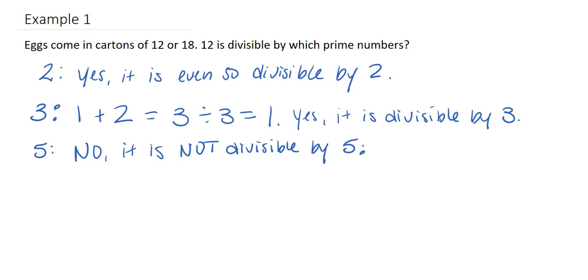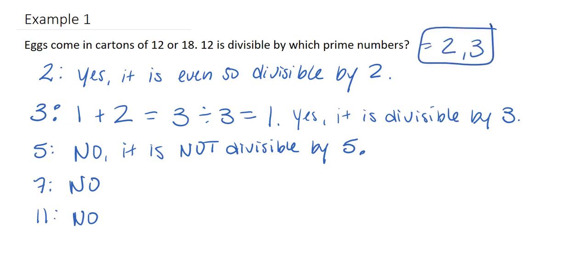Then we know the next prime number is 7. And 12 can't be divided by 7, so we would say no. The next one would be 11. That's also no, because 12 divided by 11 would give us a decimal number. It doesn't go into it evenly. It does not give us a whole number. So we could say 12 is divisible by which prime numbers? We would say 2 and 3. Those are the prime numbers that it's divisible by.